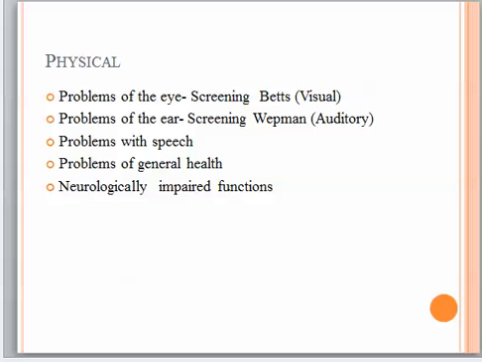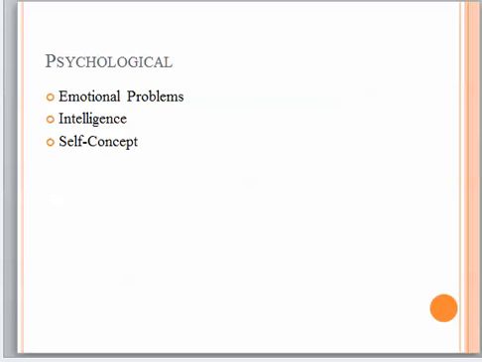They may have general health problems, and these general health problems interfere with their daily attendance, which then becomes an educational problem because they're not there and they miss the education and the instruction. As well, they may have neurologically impaired functions, which may require more remediation, more intervention, and it may be just because they may be neurologically impaired.